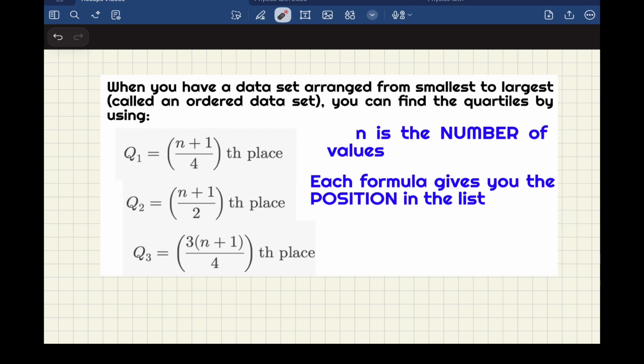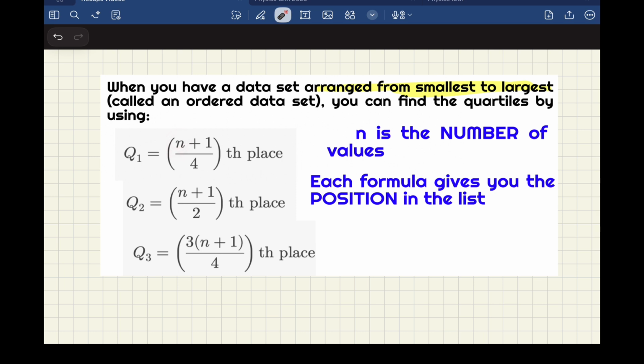First, if you remember, when we were finding the median, we need the values arranged from the smallest to the largest one, okay? The smallest to the biggest one if you want. Then, n, in the formula, n is the number of values, always, okay? So we can find Q1, Q2, Q3 by using this.